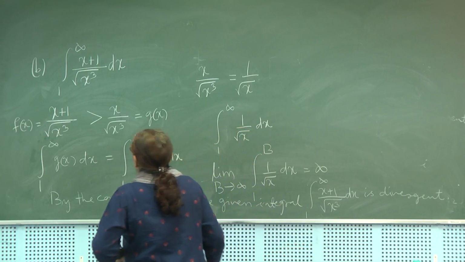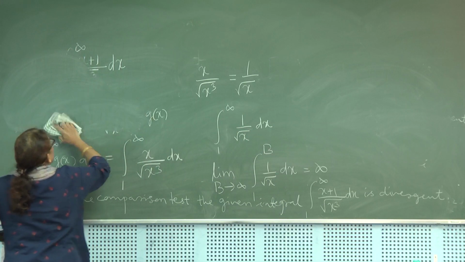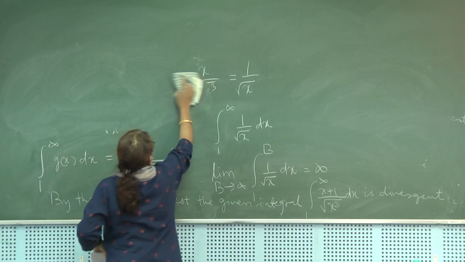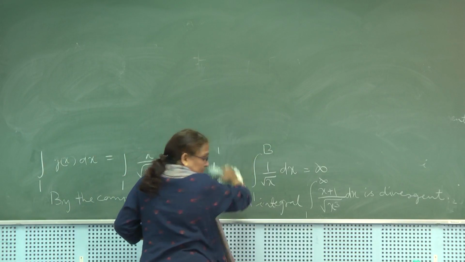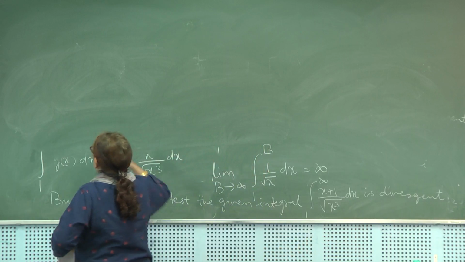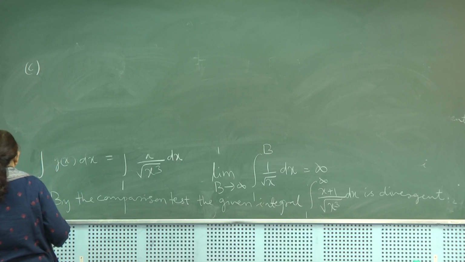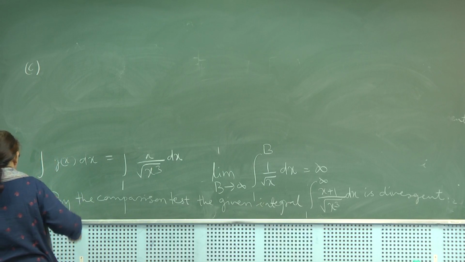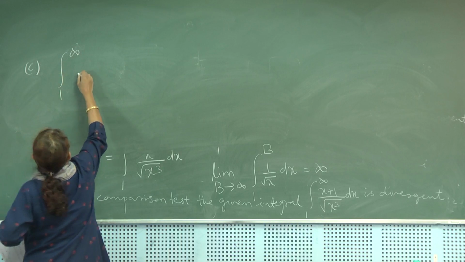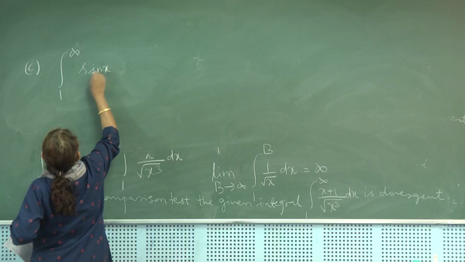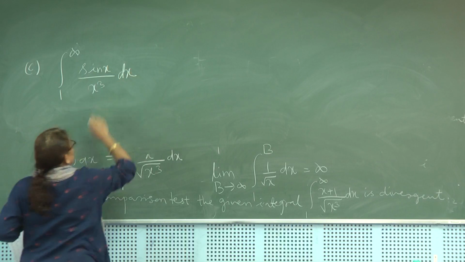Well, next we shall look at the third improper integral of this example. Recall that this third improper integral was like this: integral 1 to infinity sin x divided by x cube dx.